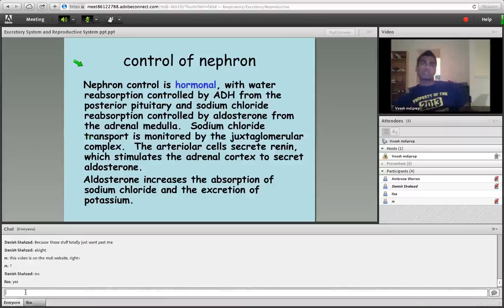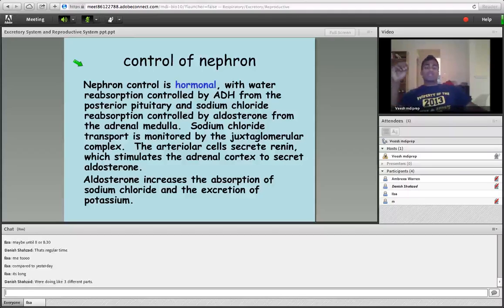All right, so the control of the nephron, a lot of it is going to be hormonal. So through ADH and aldosterone, and they're also the arterial cells. They're going to be secreting renin, which actually is a whole system, the renin angiotensin system. So the kidney releases a hormone called renin, which triggers the formation of angiotensin 2. And angiotensin 2 stimulates aldosterone release. So renin to angiotensin 2 to aldosterone.